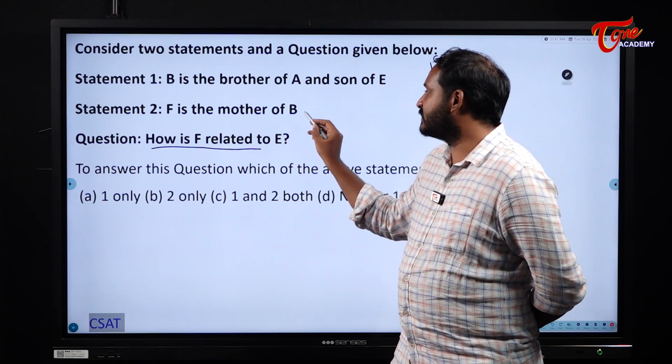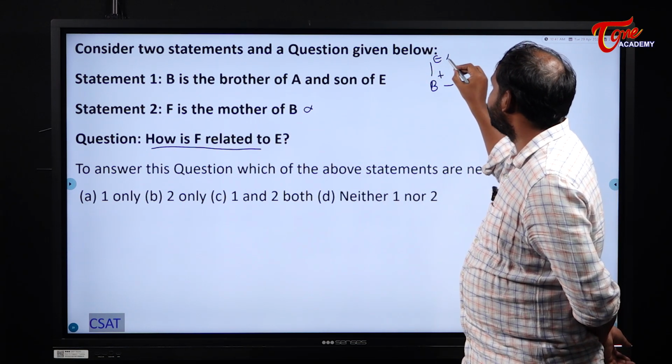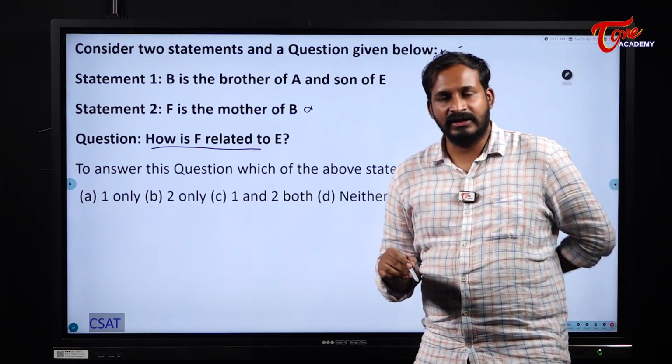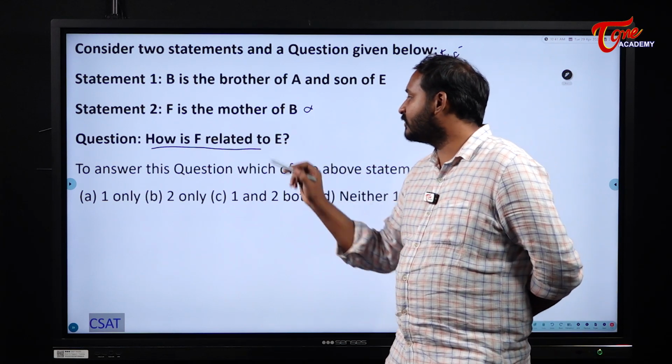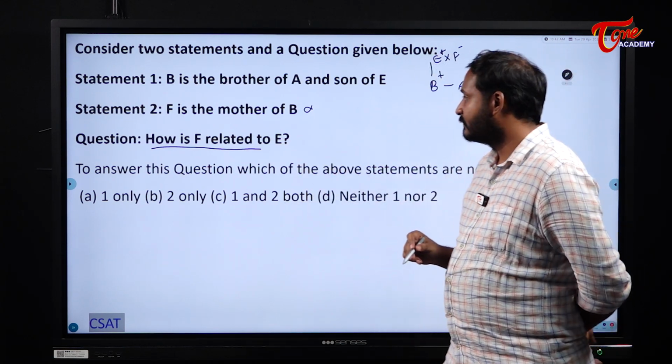Now, statement 2, F is the mother of B. F is the mother of B means E will become father of B. Now, how is F related to E? F will be the wife of E. Okay.